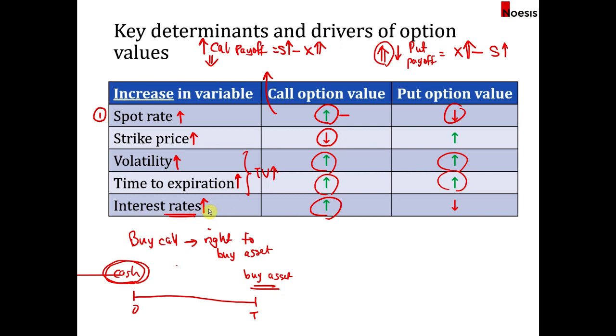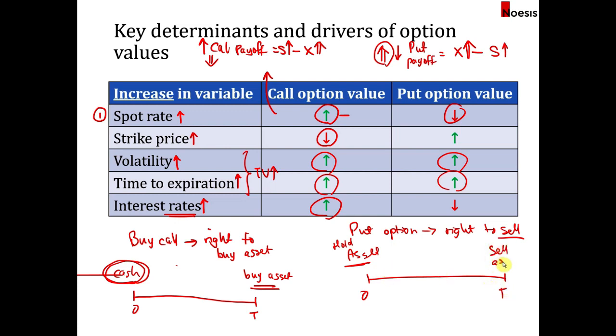Now, on the other hand, for a put option, the put option gives you the right to sell. So that means you own the asset today. You're stuck with the asset. You're holding the asset, and you're not holding cash. So you can't invest, because the asset has not been converted to cash yet. So in this case, you can only sell the asset at time t. If you do exercise the option here, you can only sell the asset at time t. So you have to wait until this point to get the cash.